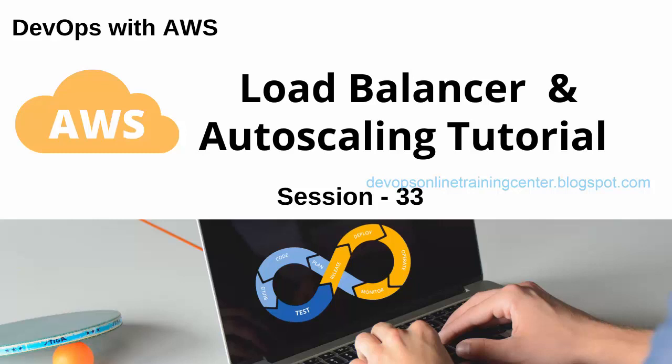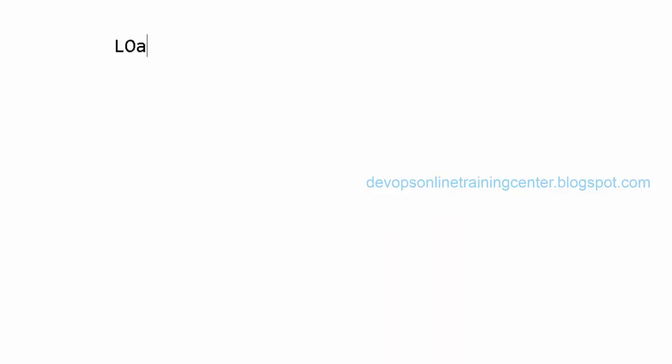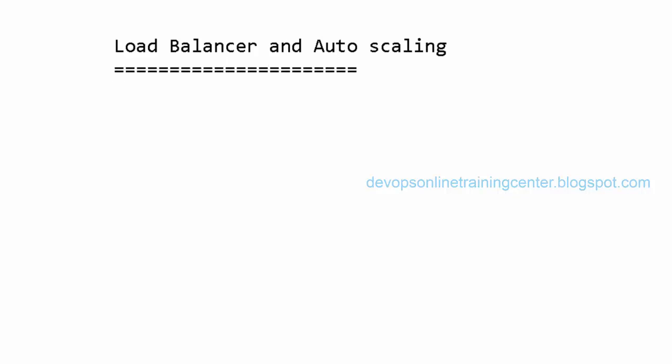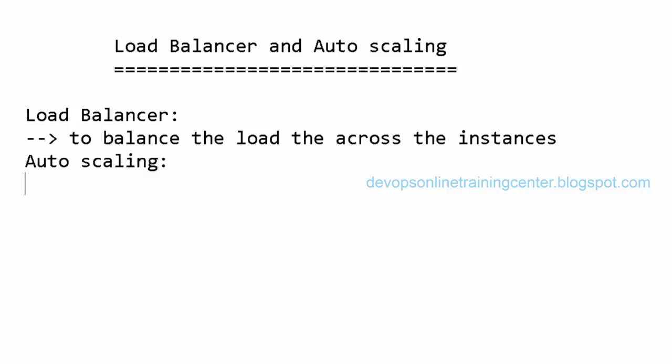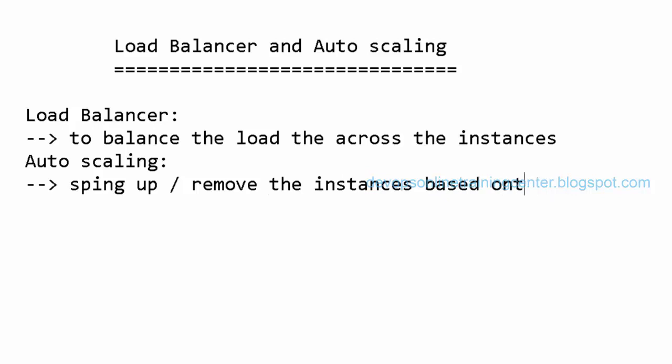So today we are discussing load balancers and auto scaling groups. Why do we use a load balancer? To balance the load across the instances. Auto scaling is to spin up or remove the instances based on the load.